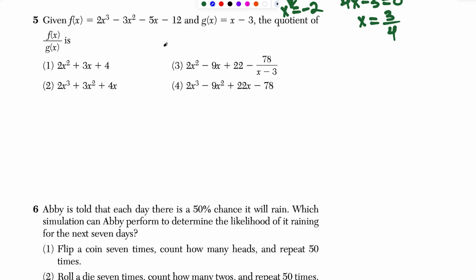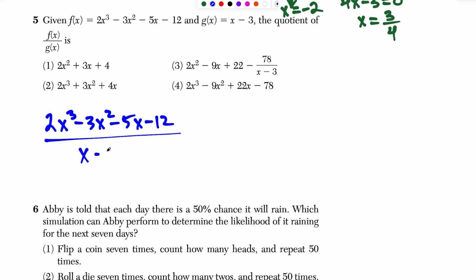Question 5, given f of x and g of x, the quotient of f of x over g of x is, and for this one, we could use synthetic division. So we are going to be dividing here. We have 2x to the third minus 3x squared minus 5x minus 12, and we're dividing this by x minus 3. So with synthetic division, what you do is you write the coefficients of the polynomial on the inside. So we have a 2x to the third, a minus 3x squared, a minus 5x, and then a minus 12. So I just write the coefficients.